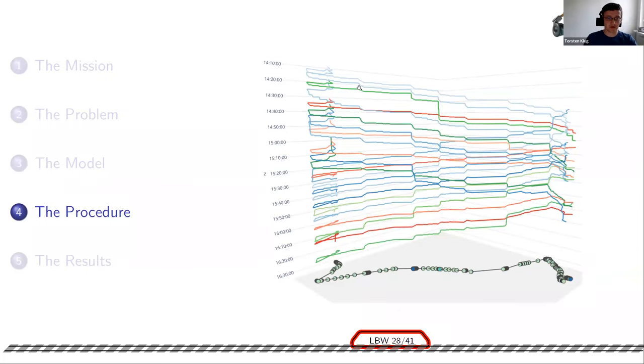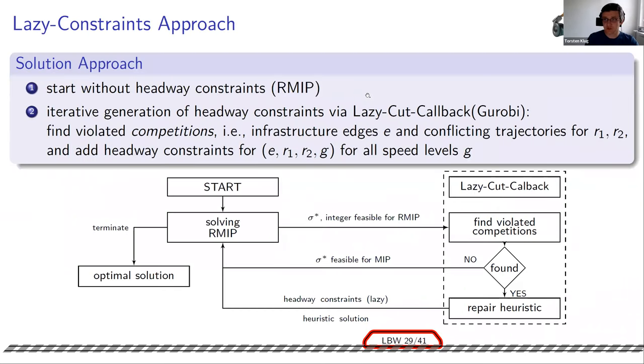Okay, I will talk about the procedure and the results. So our approach is motivated by two observations. The first is that the headway constraints, as Thomas already mentioned, are the difficult part. Without these constraints, the problem decomposes into single routing problems with time windows at the stops. And the second observation is that we don't need all of these headway constraints. We only need a small subset of them. So the idea is to start with a relaxed mixed integer program without the headway constraints, and then add step by step all needed headway constraints.